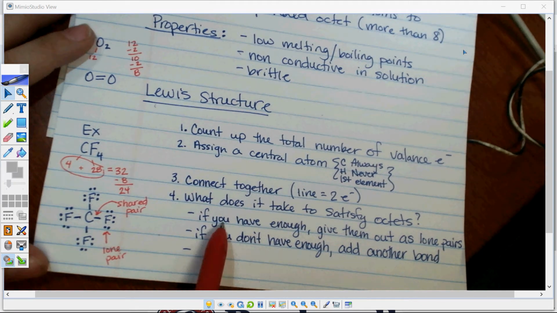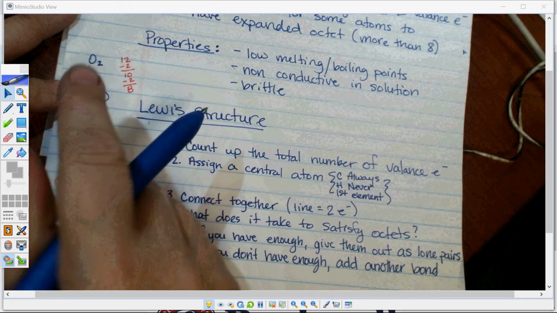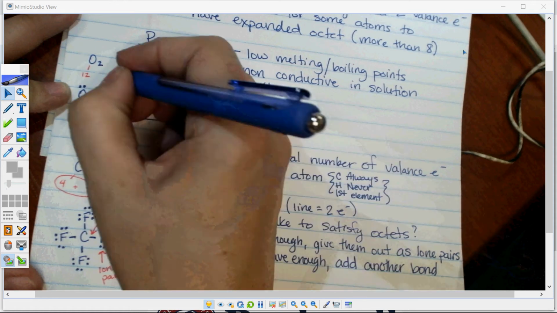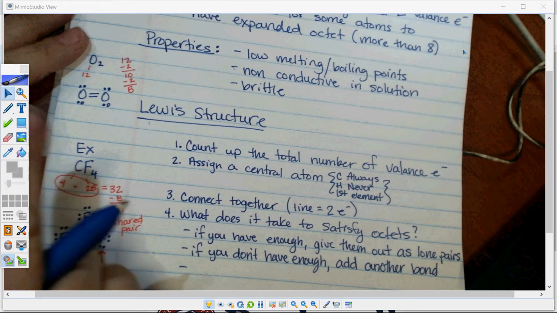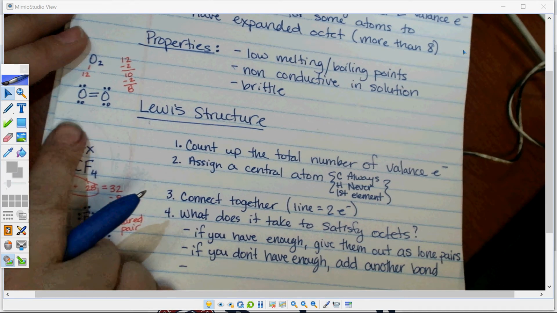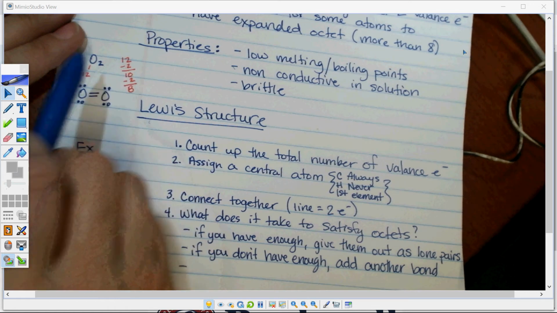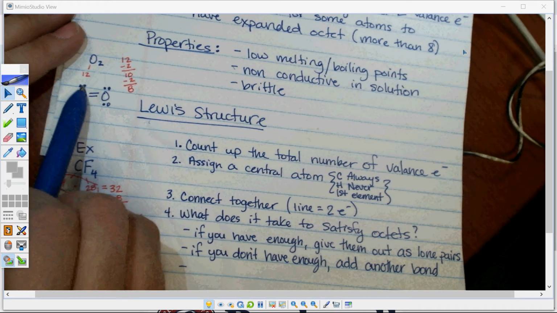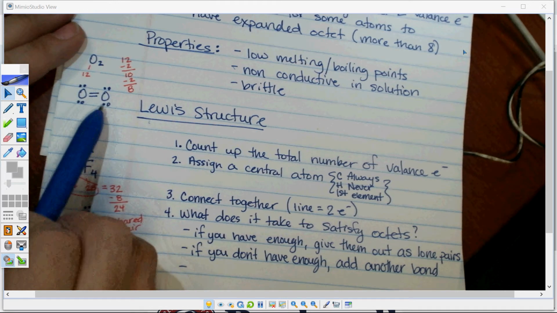Once you have enough, you give them out as lone pairs. So since I have enough, I can give this oxygen 2 lone pairs, and I can give this other oxygen 2 lone pairs, and now both of them are satisfied because they have 8 total electrons, but I haven't exceeded the 12 that I had to begin with. So if I go through and I count 2, 4, 6, 8, 10, 12.